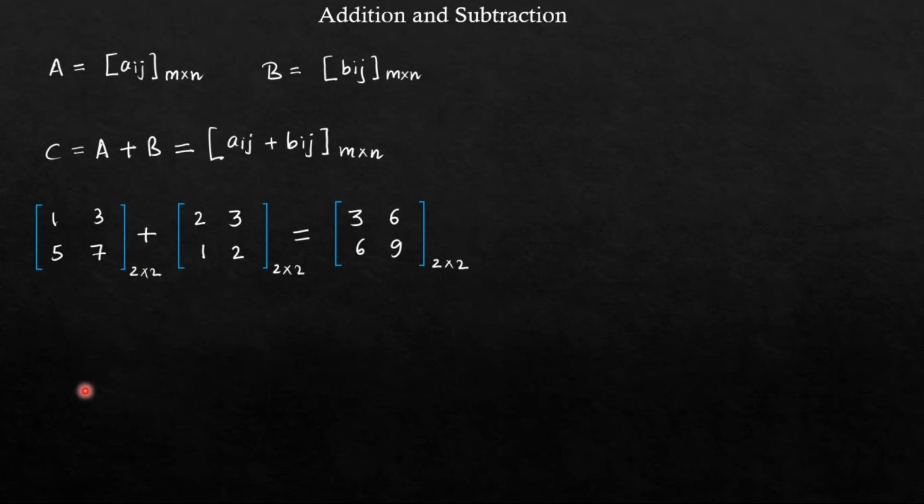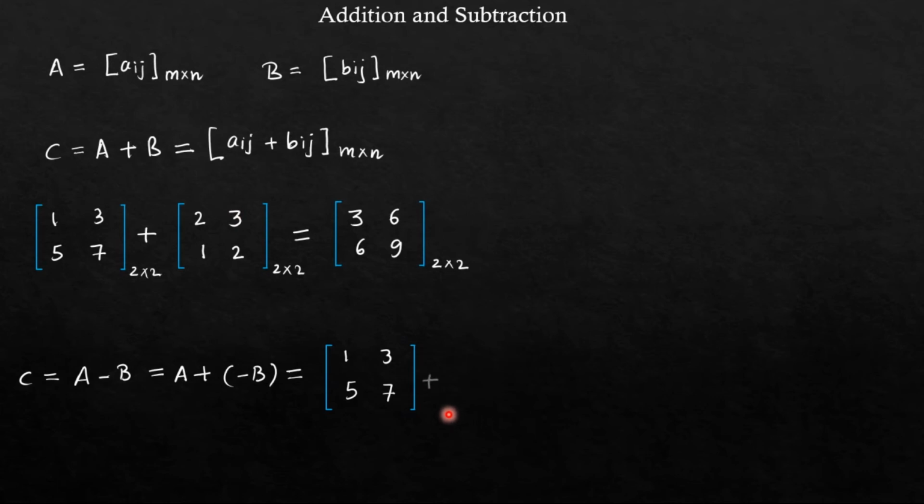But what about subtraction? Let us say C is equal to A minus B. It can be written as A plus of minus B. I can write like this. Now in place of A, what I will write? 1, 3, 5, 7 because value of A is this matrix. And what about minus B? I will multiply this matrix with minus 1. So we will get minus 2, minus 3, minus 1, minus 2. Now add the individual elements. You will get 1 minus 2 is minus 1, 3 minus 3 is 0, 5 minus 1 is 4, 7 minus 2 is 5. So that is how you perform the addition and subtraction for the matrix.